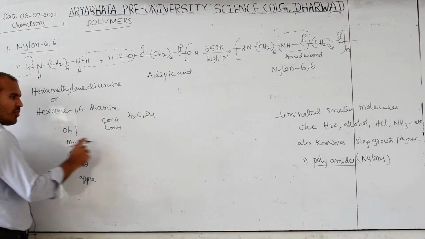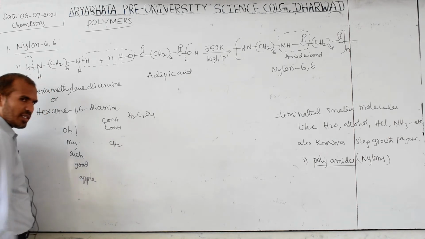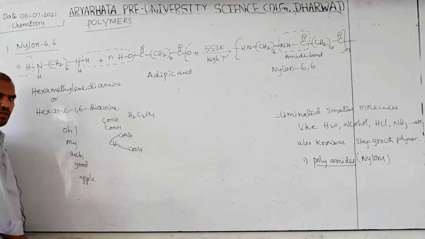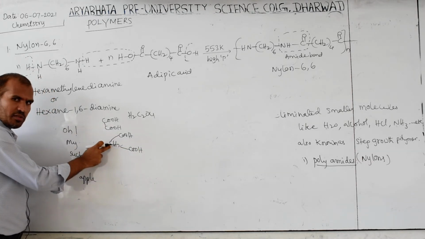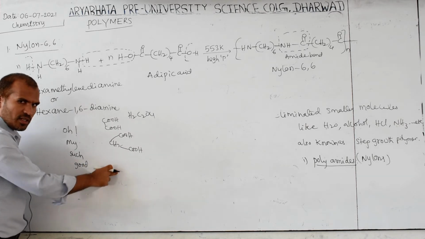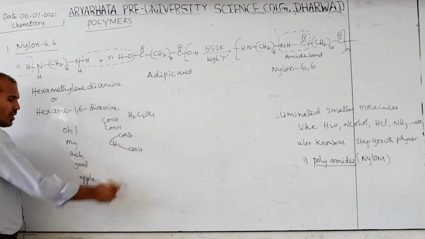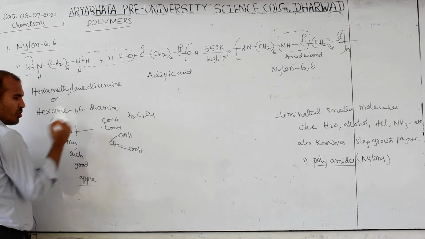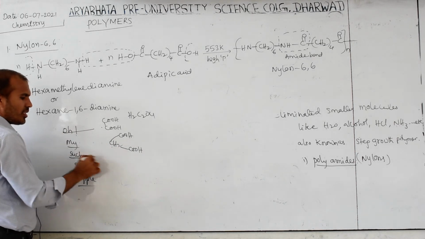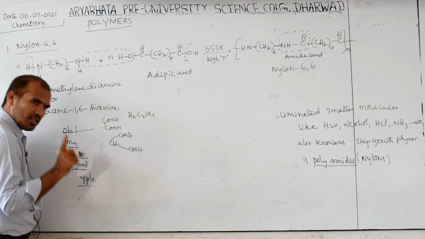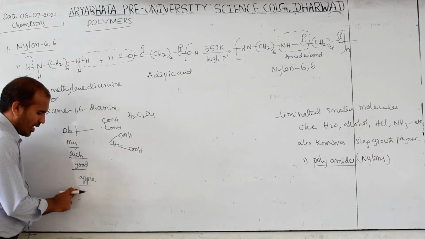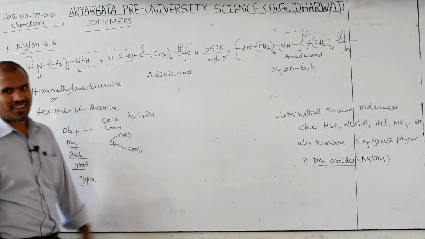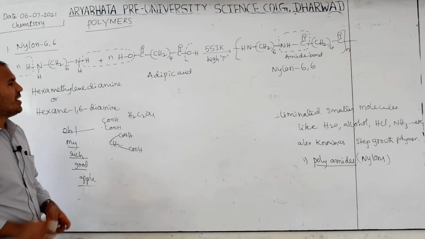Now, my means M. What you have to do? 1 CH2 extra, remaining COOH same. Here no CH2, here 1 CH2. Next 1 CH2 extra, next 1 CH2 extra, next 1 CH2 extra. Like this. Then how many CH2 will come here? O no CH2, my 1 CH2, such 2 CH2, good 3 CH2, apple 4 CH2. See, 4 CH2s are there. Oh my, such good apple. Like this, for remembering purpose. Okay.